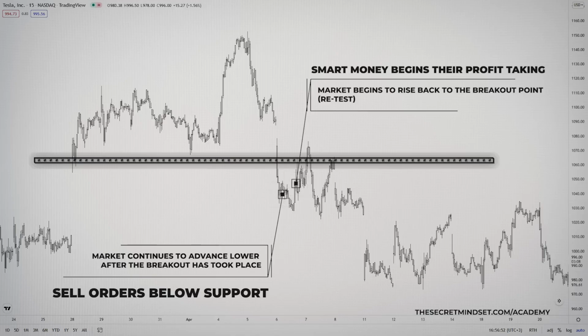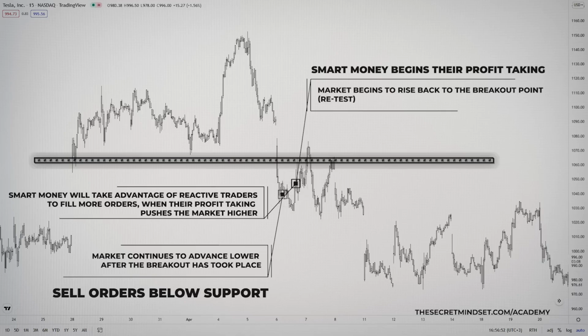causing a retest. Now, besides breakout traders, there are also reactive traders in the market who would have placed sell trades after the candle which caused the breakout. These traders will also add a significant number of orders in the market, which the banks will use to fill more orders when their profit-taking pushes the market higher.